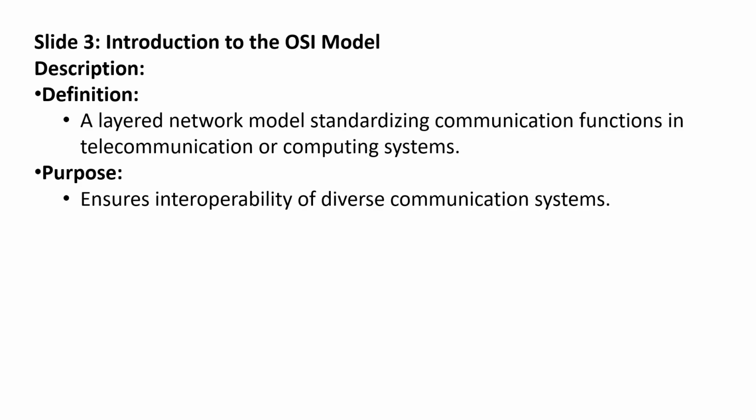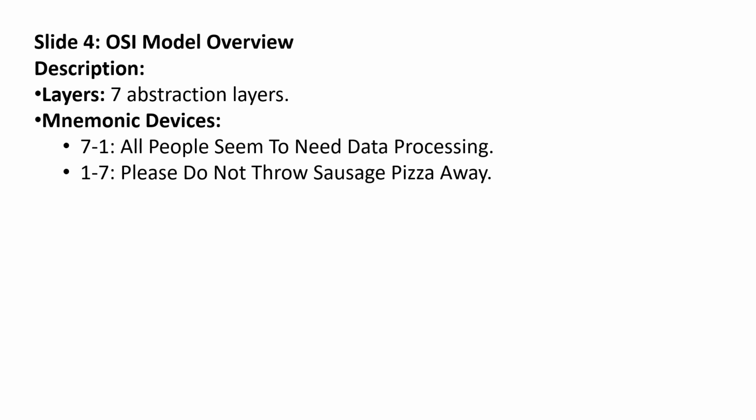Introduction to the OSI model. A layered network model standardizing communication functions in telecommunication or computing systems. Purpose is to ensure interoperability of diverse communication systems. The OSI model has 7 abstraction layers.